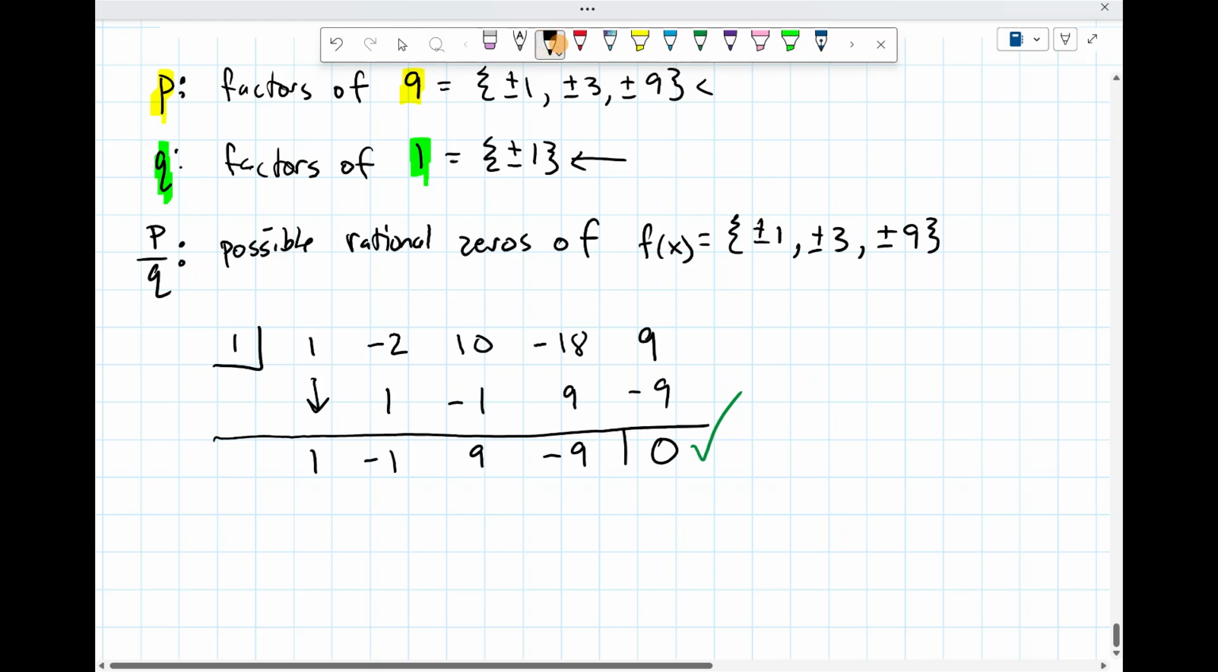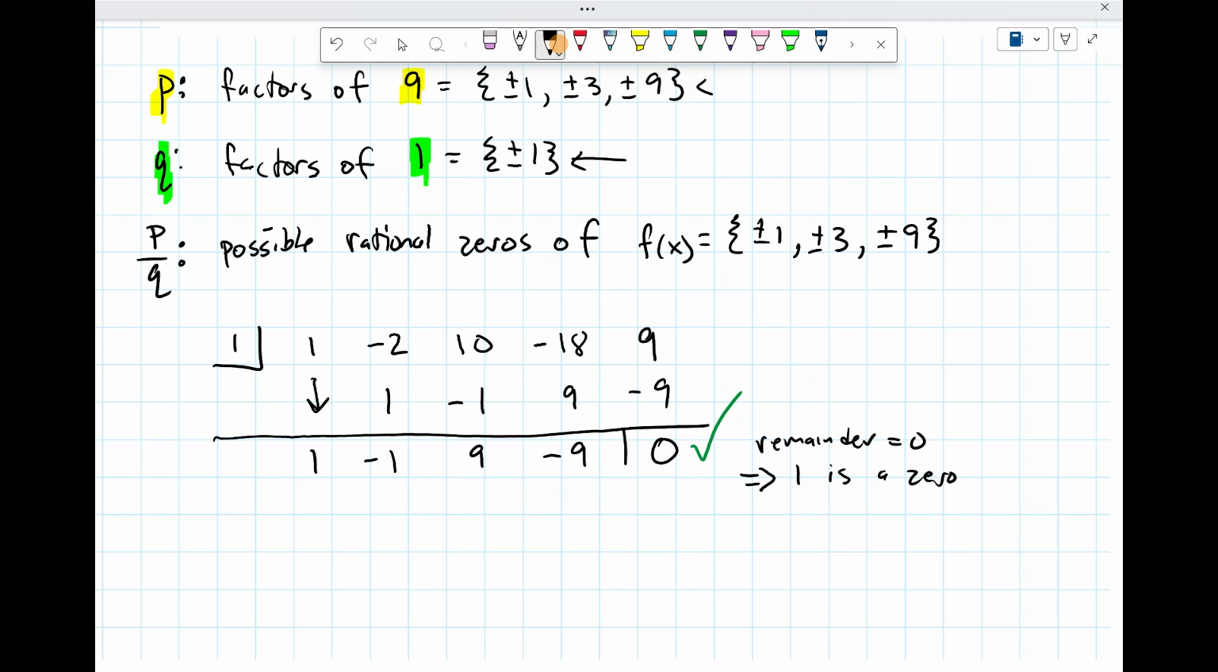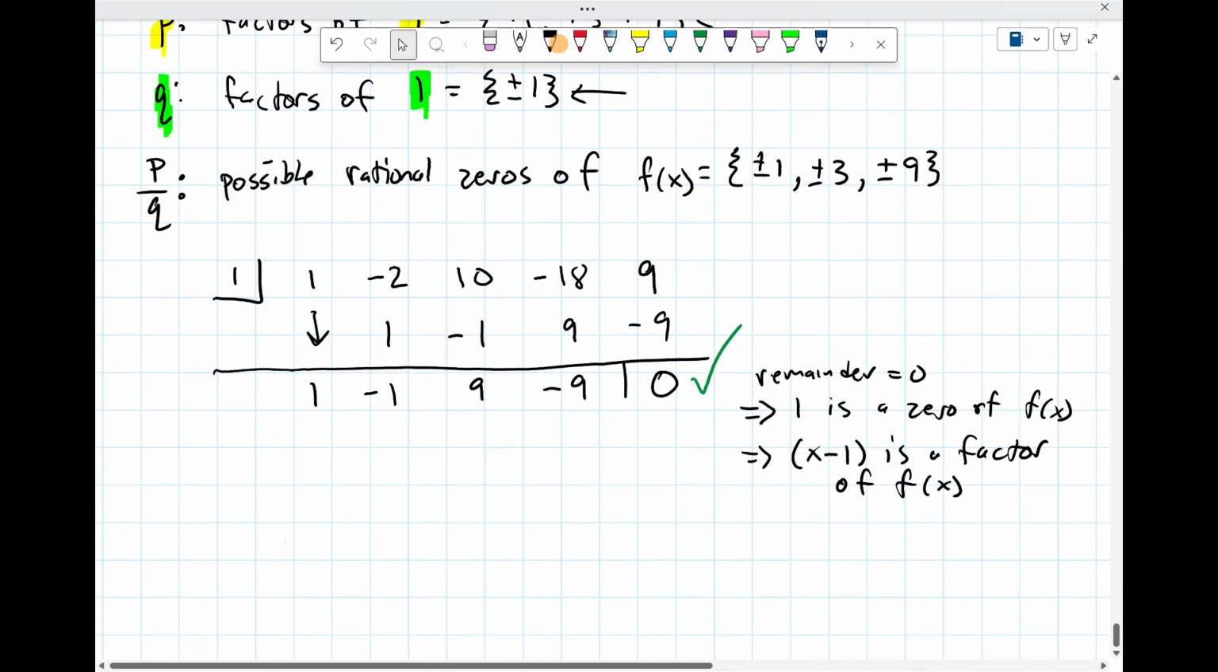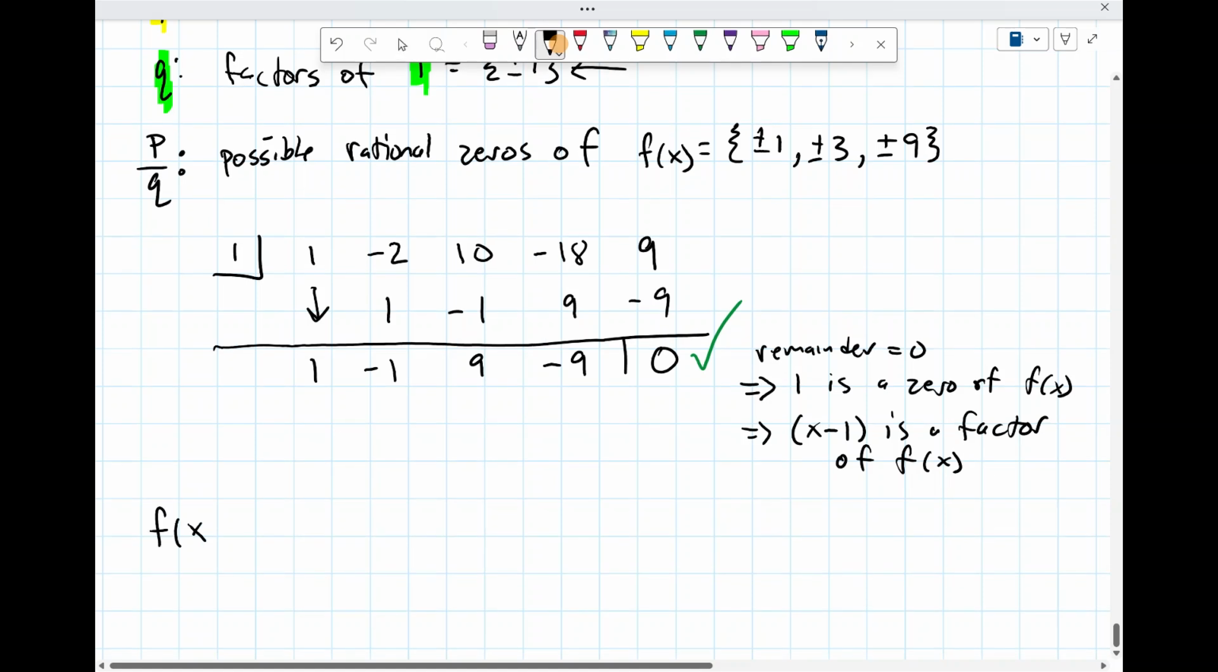So since the remainder is 0, that means that 1 is a 0 of f of x, which means that x minus 1 is a factor of f of x. And so I can actually rewrite f of x having x minus 1 as a factor, and the remaining factor will be precisely this polynomial.